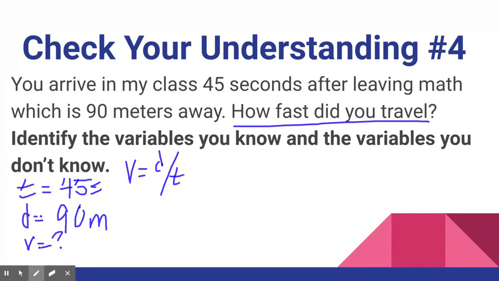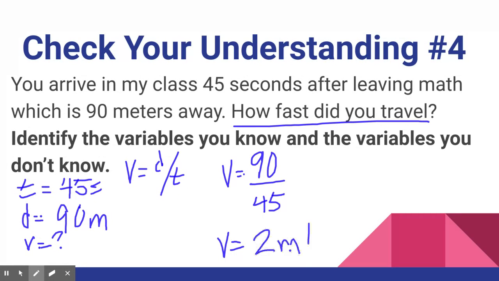Okay, so we've got the formula, we've got all of our variables. Let's plug them in the correct spots. So V is going to be equal to 90 over 45, okay, which is then going to give us an answer here of simply 2 meters per second. So a nice brisk kind of trot or walk. Okay, it's not too fast, not too slow. You're going pretty quick, okay, but it's not running, which is good.